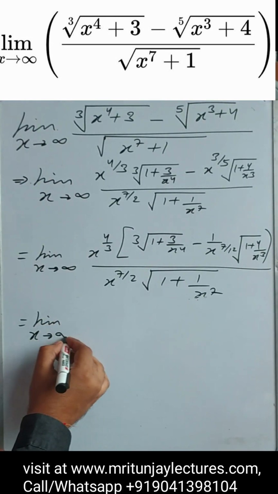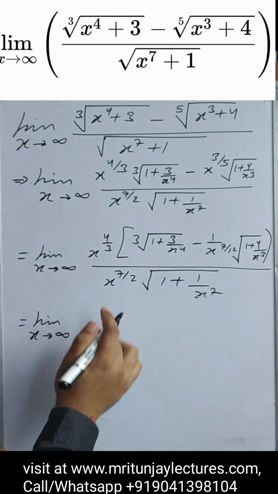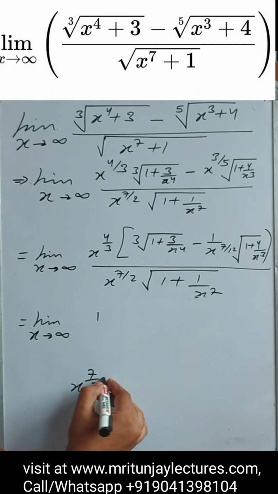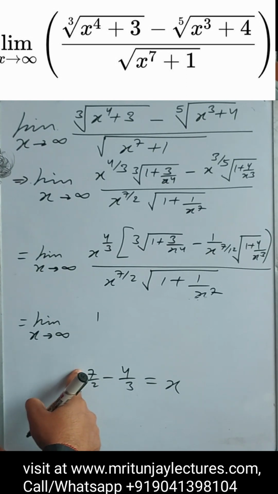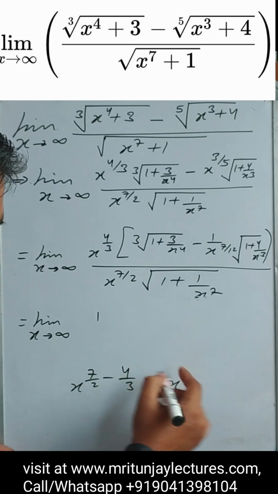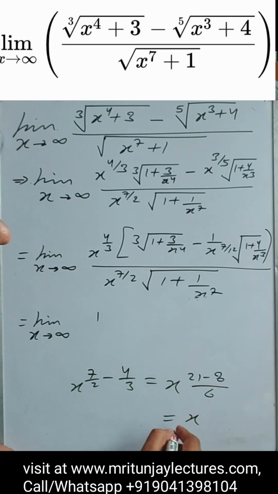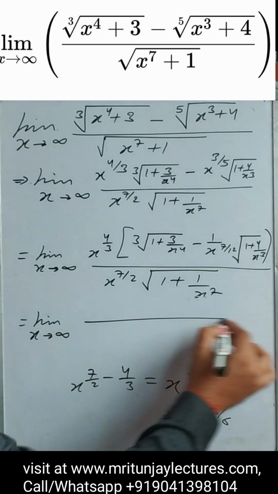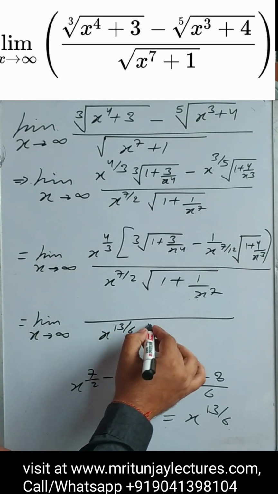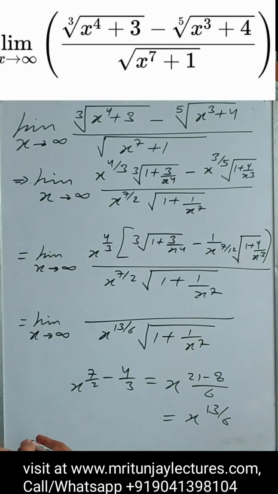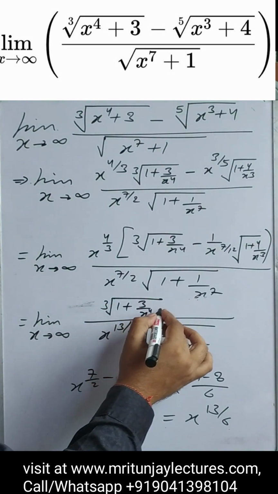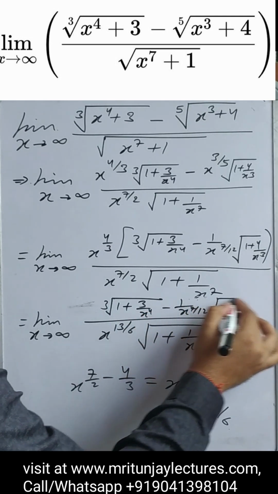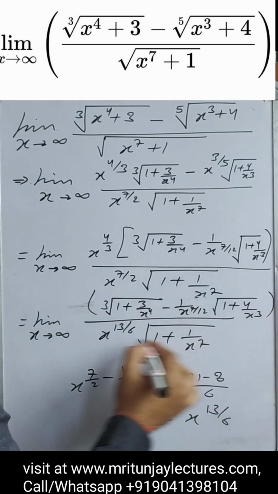After that, if limit x tends to infinity, this one is written as 1 upon x to power 7 by 2 minus 4 by 3, that is x to power 21 minus 8 divided by 6, that is x to power 13 by 6 under root 1 plus 1 upon x to power 7, and that value plus 3 upon x to power 4 minus x to power 7 by 12 under root 1 plus 4 by x to power 3. Okay, clear or not?